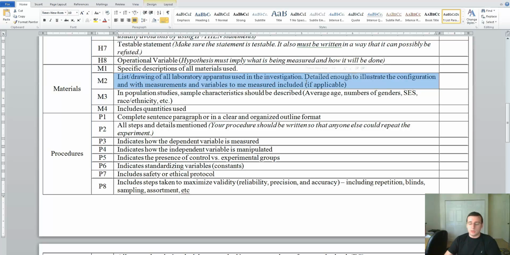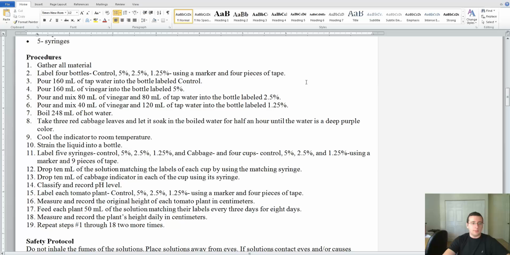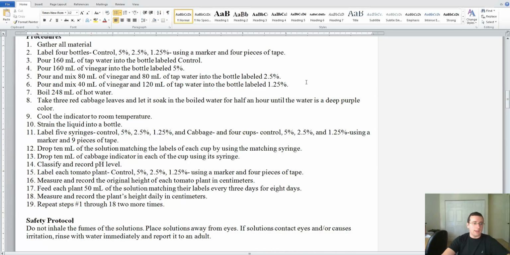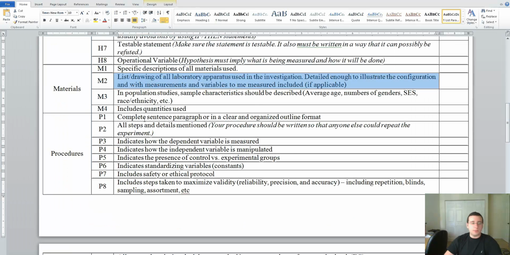So see, it's not easy to write a materials section. It is, though, when you're doing the experiment, you write everything down. Then you don't find any problems. Everything you've used, anything you touched, you write in the materials section, you'll be fine. Now, when it comes to the procedures, did she write in bullet form or complete paragraph format? Yes, she did. So she should have got the P1.